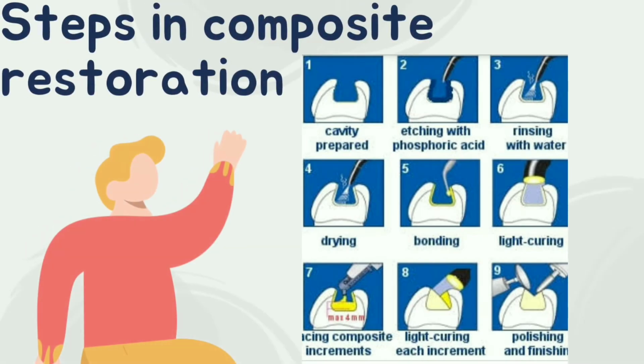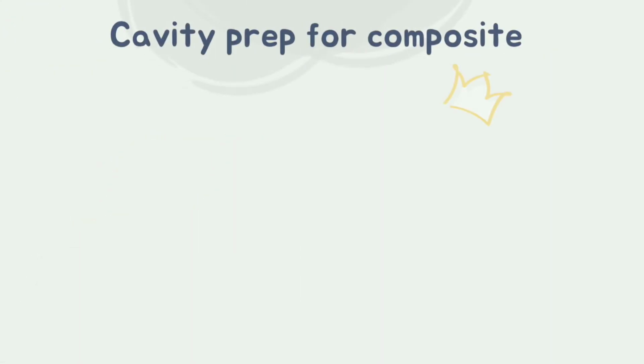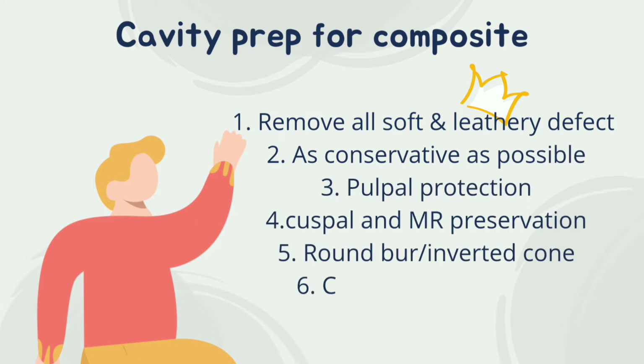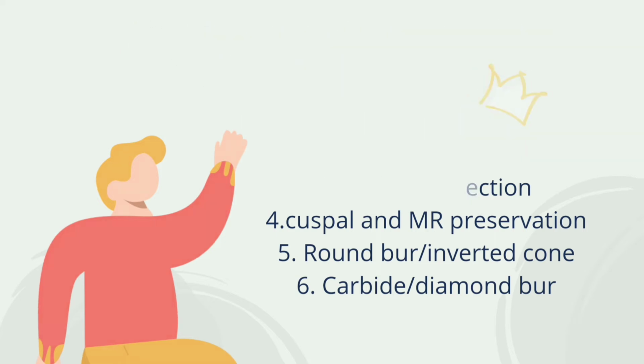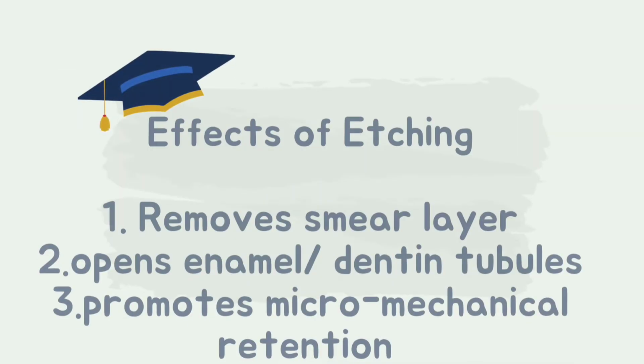We all should be aware of the steps that are involved in a composite restoration, right from the cavity preparation up to the finishing and polishing, all the 9 steps. Cavity preparation of a composite should remove all soft and leathery defects and should be as conservative as possible. Pulpal protection should be there. Cuspal and marginal ridge preservation should be there. We can do this with a round burr or an inverted cone burr, diamond or carbide burr, anything which will help us in saving the maximum tooth structure.